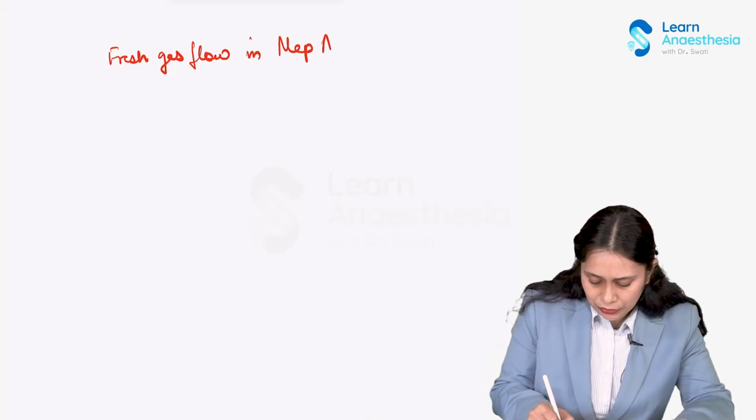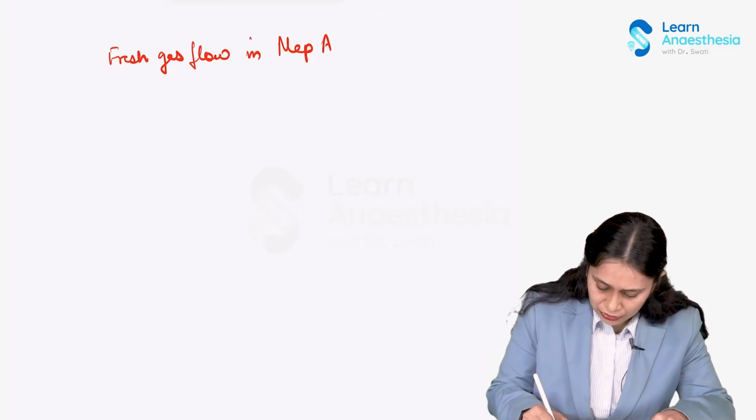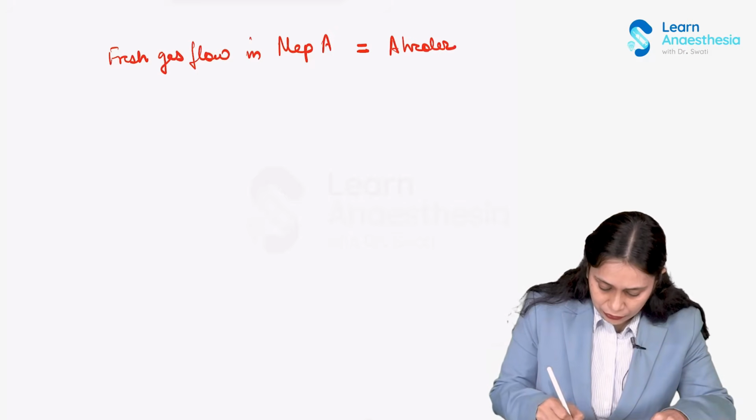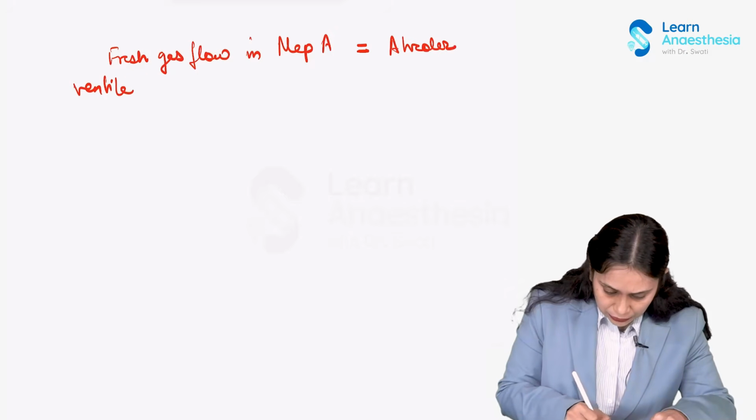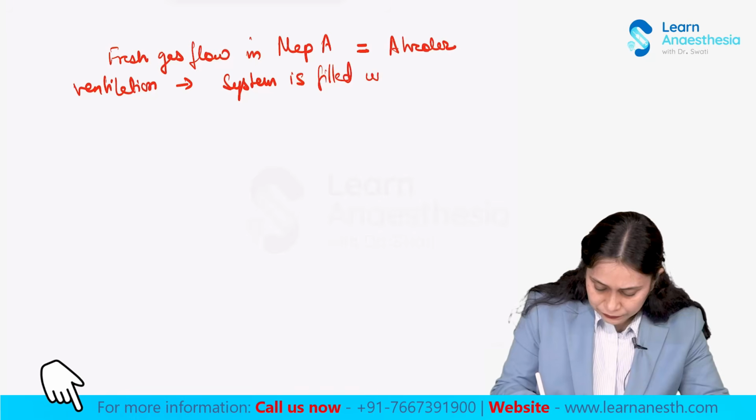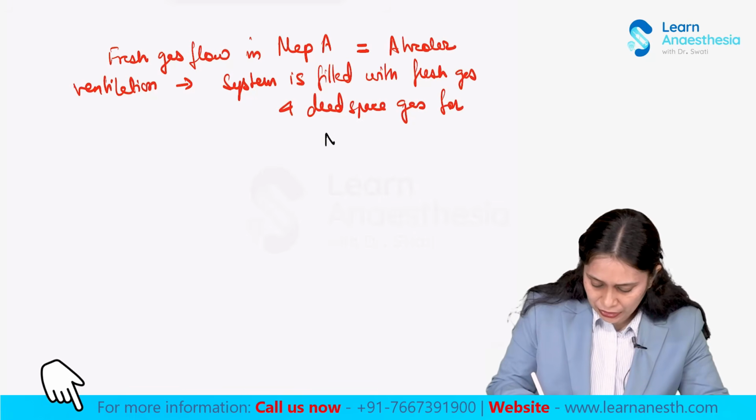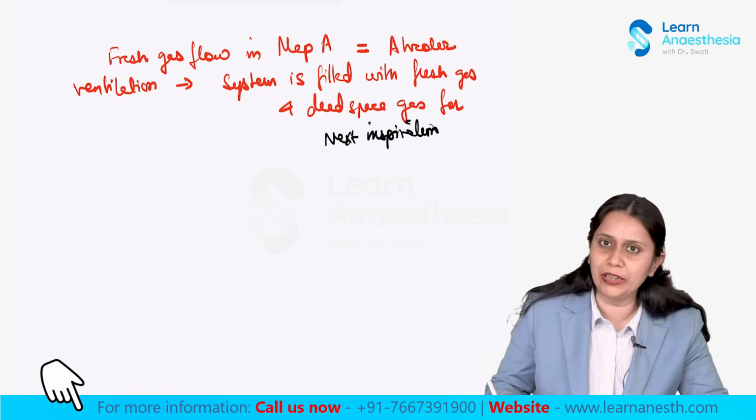So remember that if we keep the fresh gas flow in Mapleson A during spontaneous ventilation equal to the alveolar ventilation, the system is filled with fresh gas and dead space gas for the next inspiration, and this is the way it will work most efficiently.